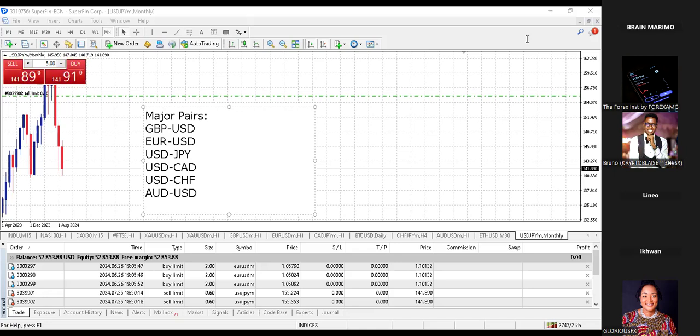Sorry, guys. AUD USD, CHF USD, CAD USD. I think those are the six, right? Those are the six majors. Okay, I think we've got them. What's the common denominator here?